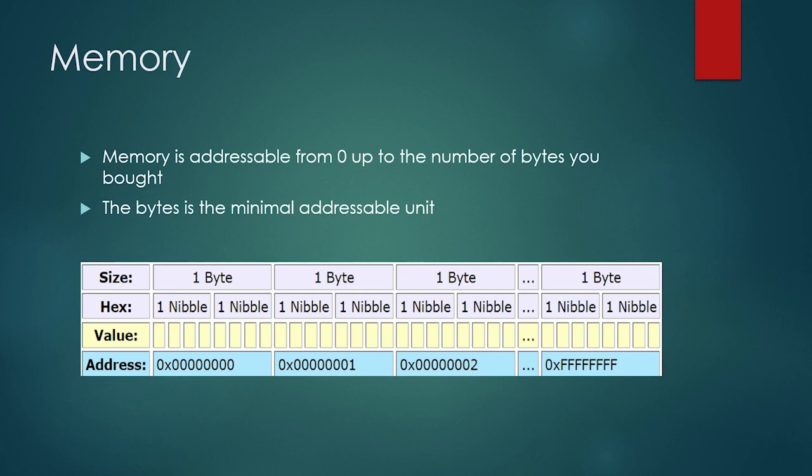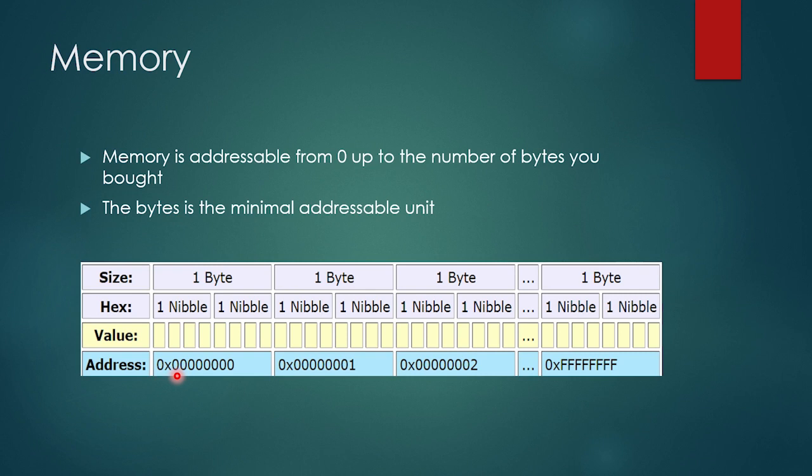Now memory is addressable from 0 up to however many bytes you bought. So whenever you buy 4 gigabytes of RAM, you can address it byte by byte from 0 up to whatever the biggest number is. You cannot address below the byte level. This is the way memory is laid out. It starts out at address 0.